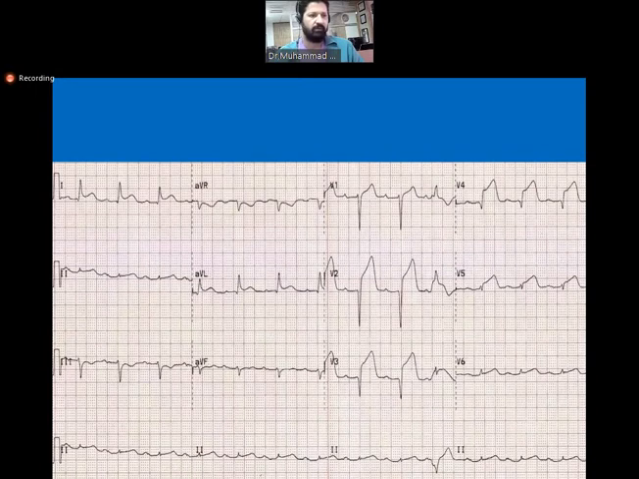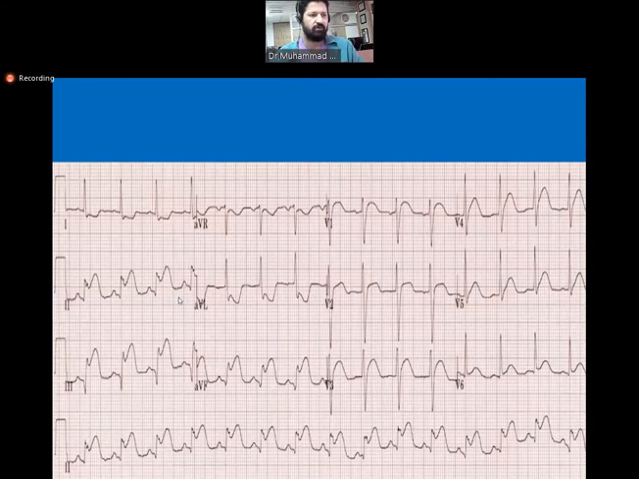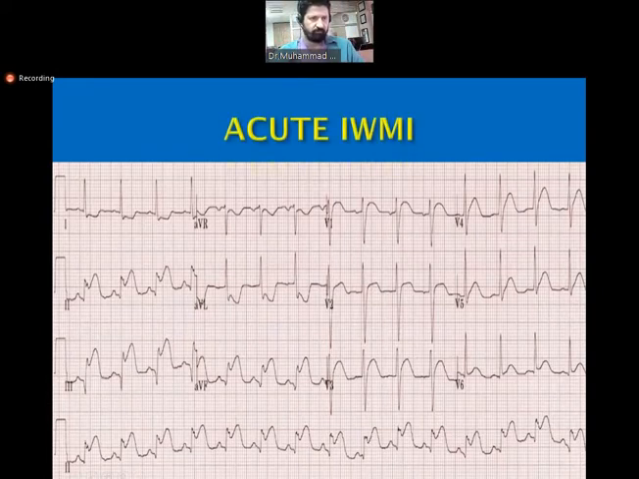There's another ECG which shows ST elevation in leads V3, V4, V5, and V6. So this is an anterior wall MI, acute anterior wall MI. There's another ECG which shows ST elevation in leads 2, 3, AVF, and reciprocal changes in 1 and AVL, that is ST depressions. So this is an acute inferior wall MI.